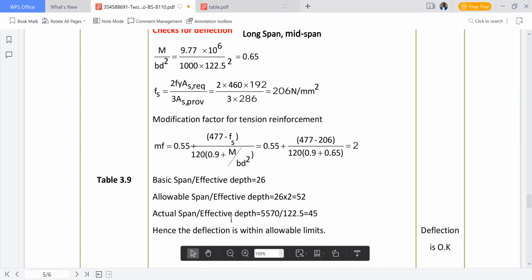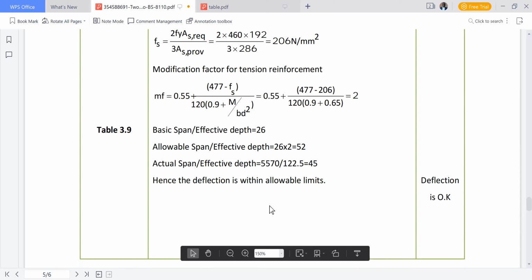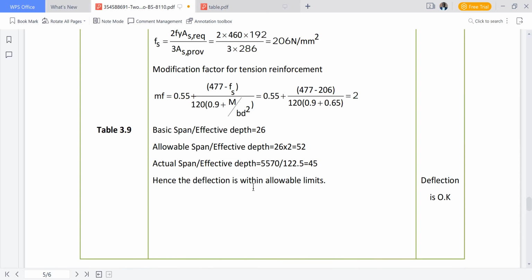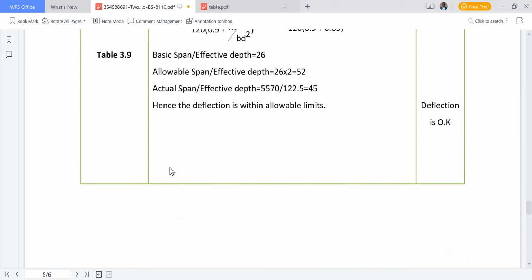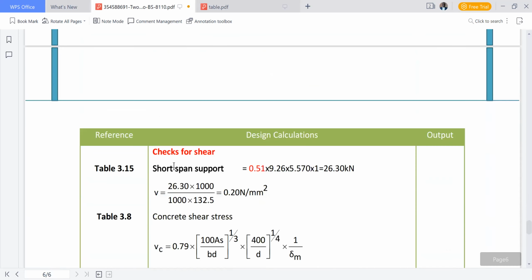Now, the actual will be the span 5570 divided by the effective depth 122.5, which is 45. So here we see the deflection is within the allowable limit. So deflection is passed because allowable is more than actual. Now we'll go to shear.